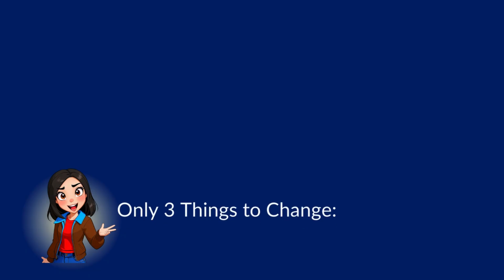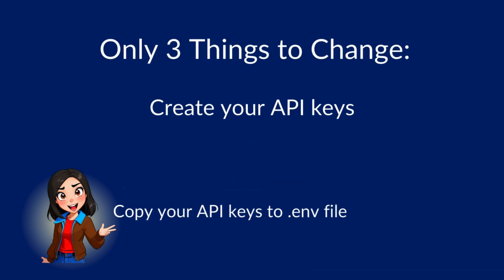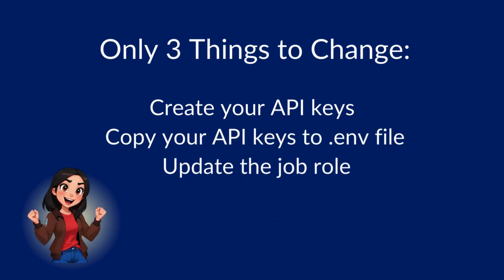If you're new to coding, don't worry. You only need to tweak a few things to get this running. I will be there to guide you every step of the way in this tutorial. First, create API keys. Second, add API keys to a .env file. Third, update the job role.